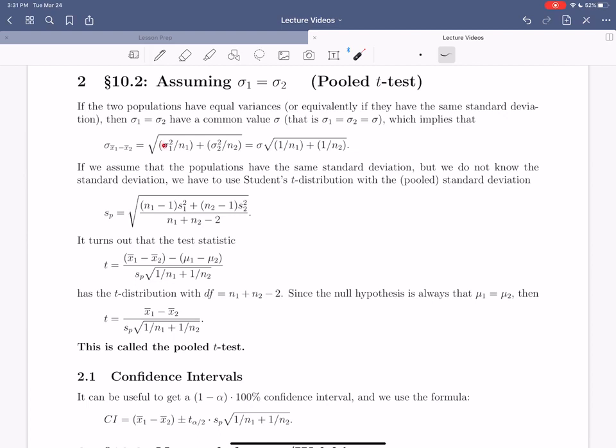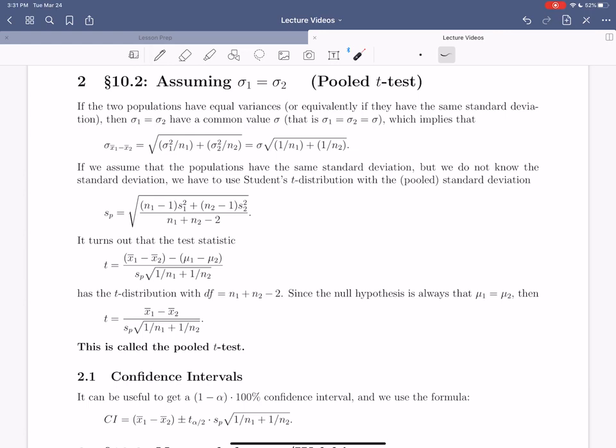If this is equal to sigma squared, then you can factor that out. After you take the square root of sigma squared, you get sigma, because sigma is positive. And then you can use that as your standard deviation formula, right?